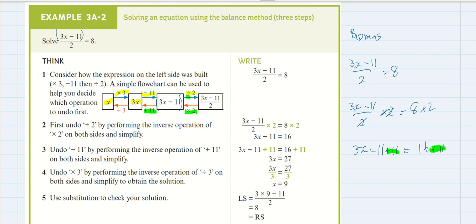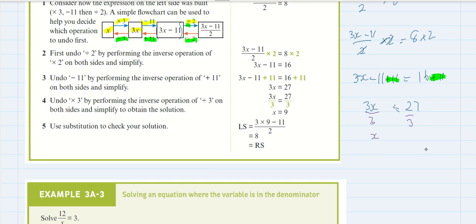Now 3x take 11 plus 11, well, that cancels out to be 0, doesn't it? So minus 11 plus 11, so it's just 3x equals 16 plus 11. So let's rewrite this, 3x equals, now 16 plus 11 is 27. And so the third step now, according to my flow chart, is just divide both sides by 3. So that divided by 3, that divided by 3. We can say x equals 27 divided by 3, which is 9.